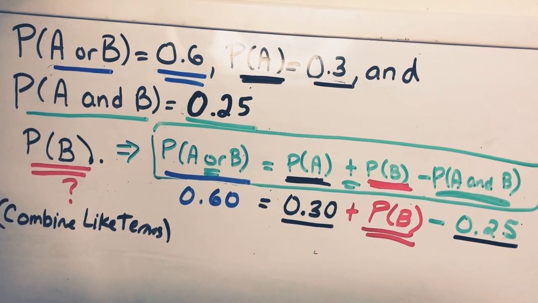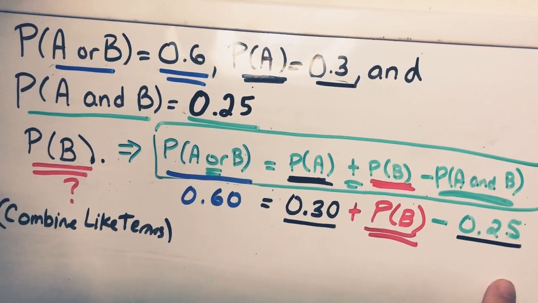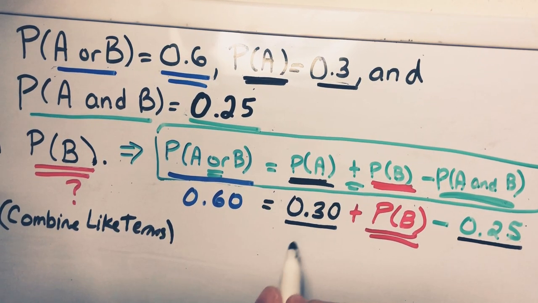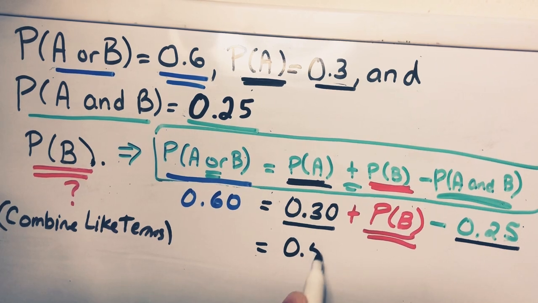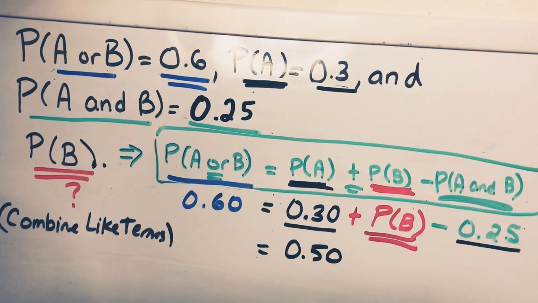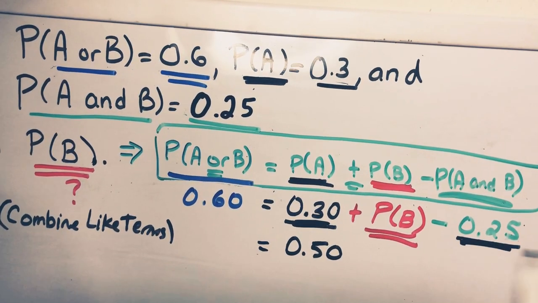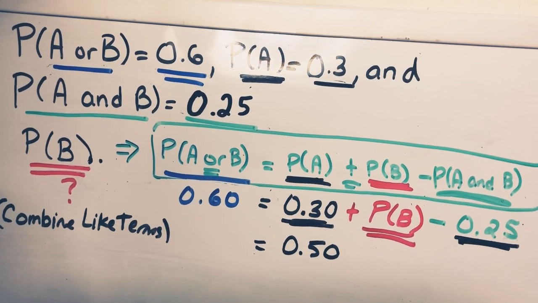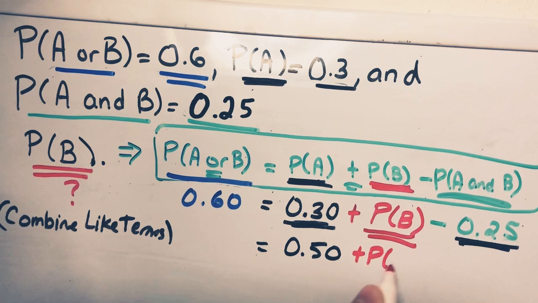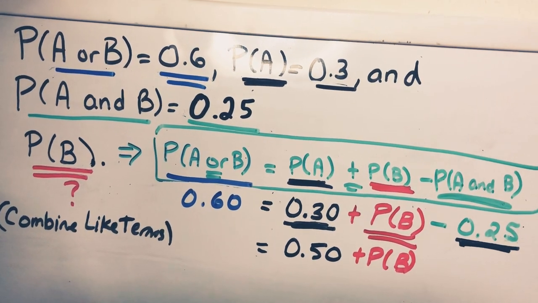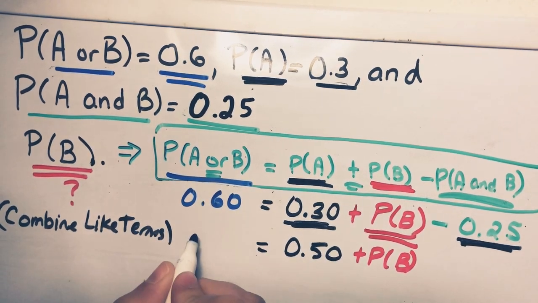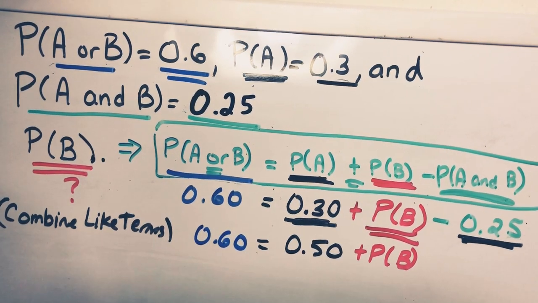0.30 minus 0.25. Well, that's like 30 minus 25, which is usually 5. But with the decimal, it'd be 0.5. So we'll end up with 0.5 or 0.50 when we combine those two. And then we have still plus the probability of B on the right, equaling what was known to be the probability of A or B, which was 0.6 or 0.60.